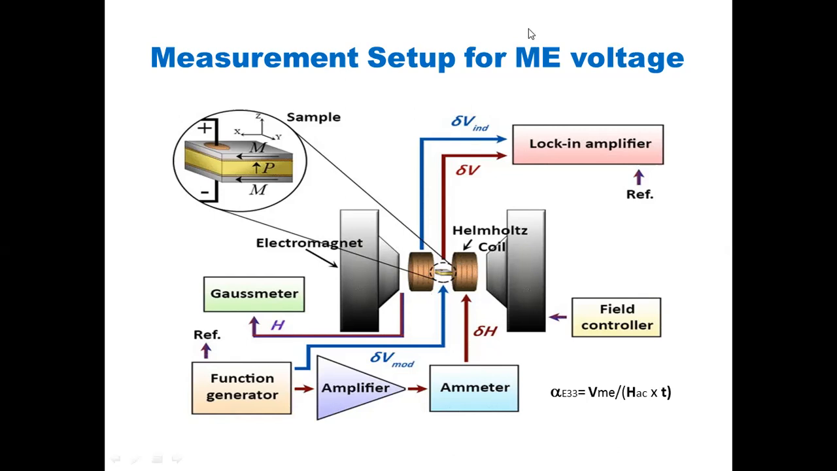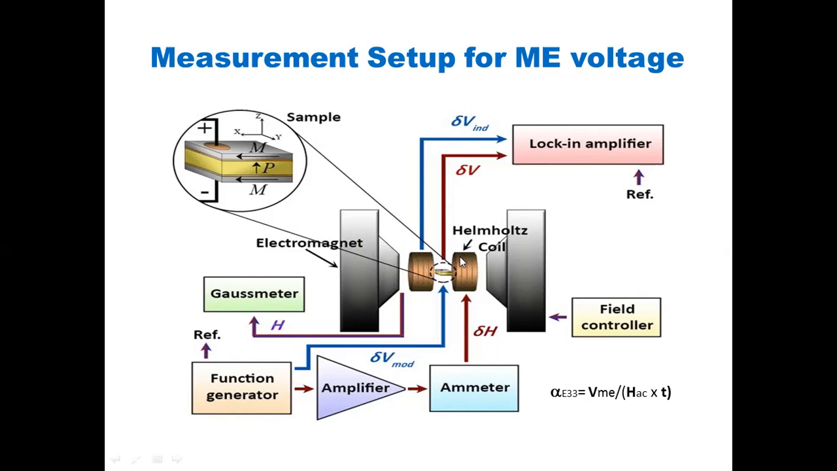produced at the center of this Helmholtz coil is the AC magnetic field. So for the measurement of this ME voltage, we need both the fields, that is the DC field as well as the AC field. So we are producing both AC and DC fields.